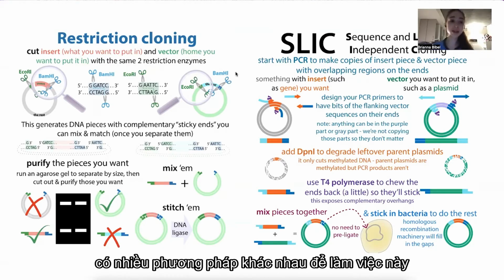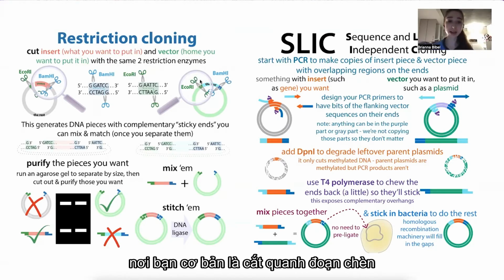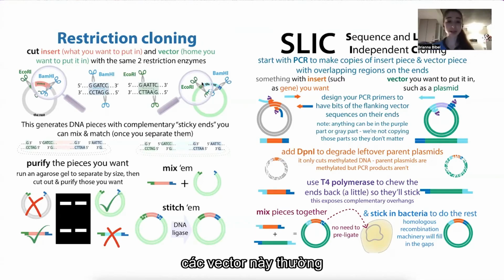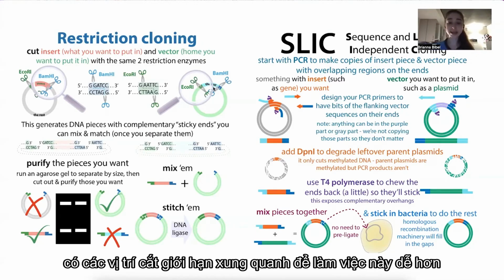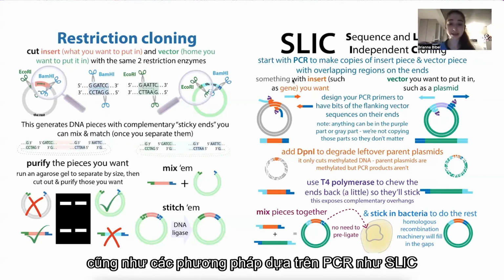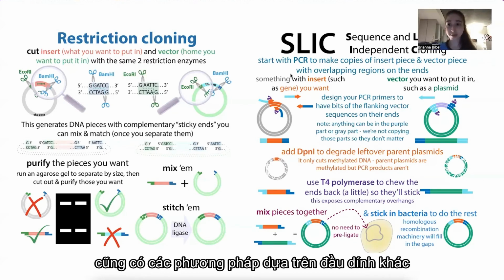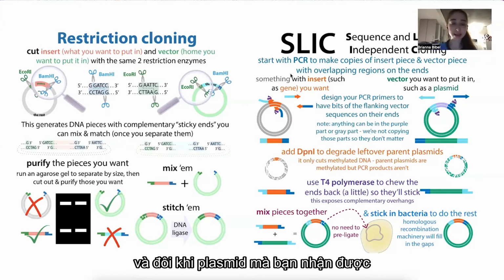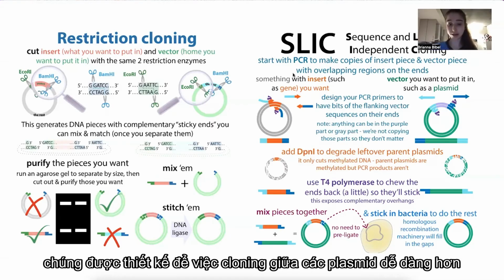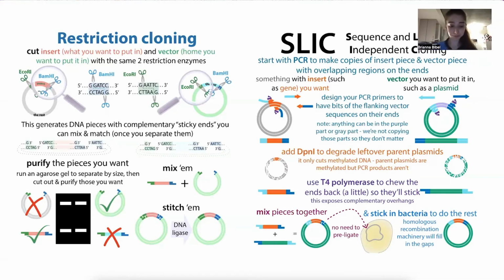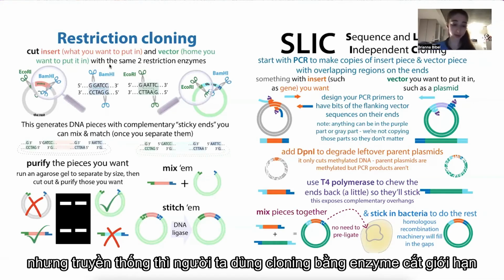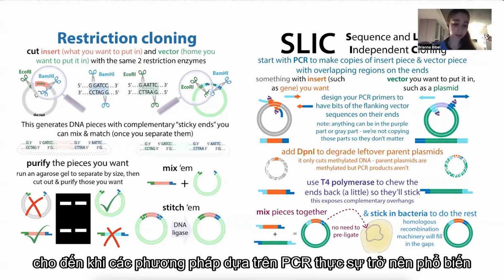There are different methods for doing this, including restriction cloning, where you're basically cutting around the insert. I'll also show you these vectors often have restriction cut sites around them to make this easier, as well as PCR-based methods like SLIC, which is what I've typically used. There are also other overhang-based methods, and sometimes the plasmids that things come in are Gateway plasmids or that sort of thing, where they're designed to have easier cloning between different plasmids. But traditionally, it's been restriction cloning until PCR-based methods really took over.